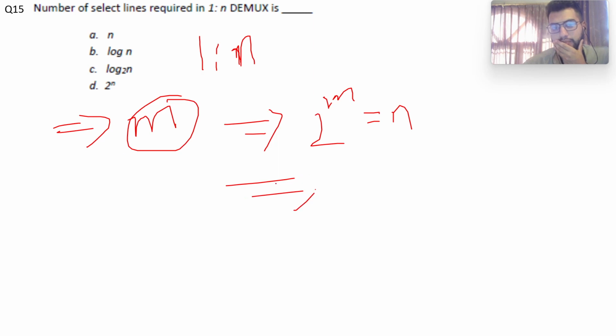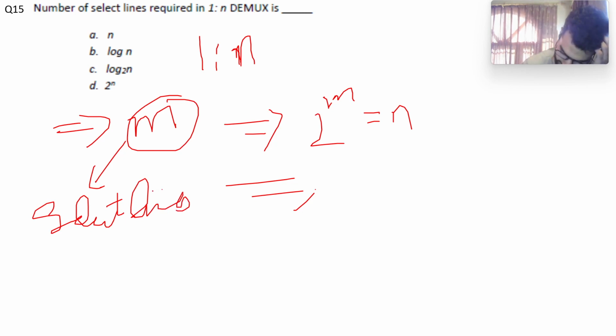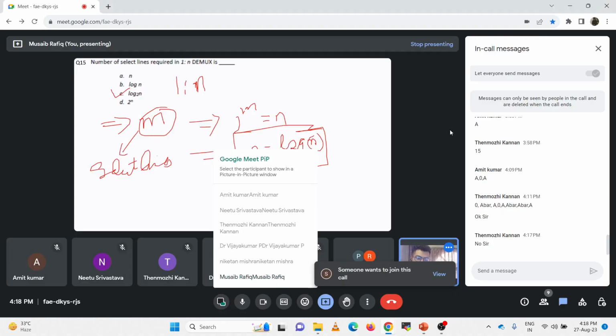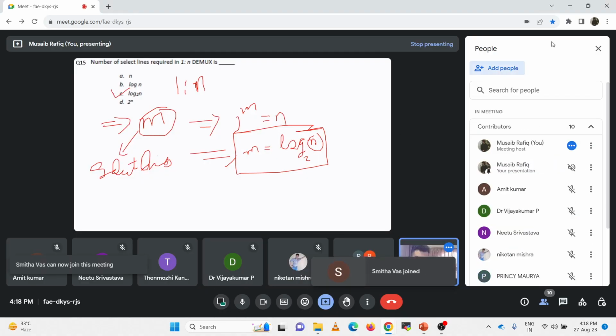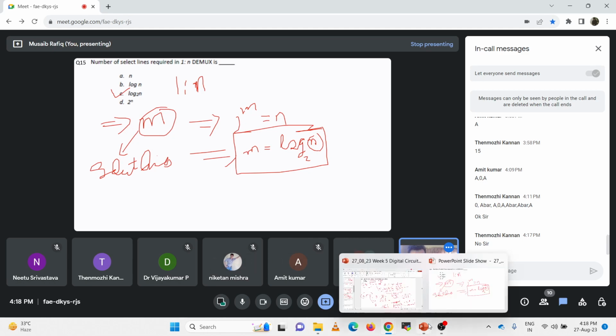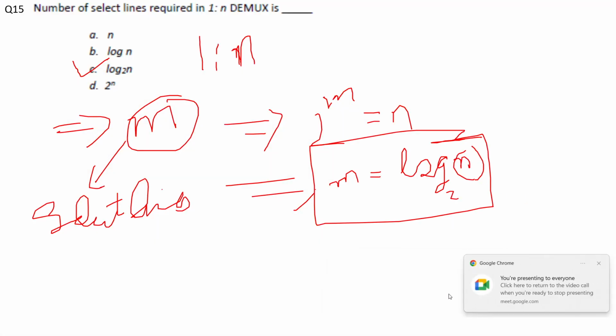So what I have called m here is my number of select lines. So total output, that is n, is equal to 2 raised to power m, and then that implies m is equal to log 2 of n. So the number of select lines will simply be equal to log to the base 2 of n, where n is the number of output lines. That is option C, your correct answer. So any doubts in this question? If there are no doubts, we can move forward to question number 16.